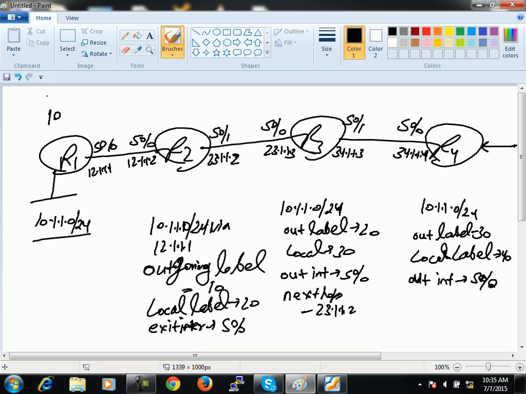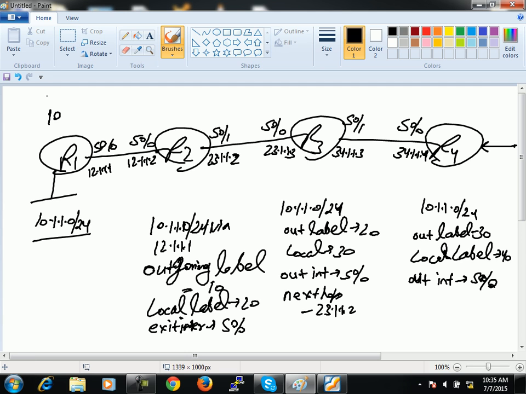You understand? Is the label generated per prefix? Yes, per prefix. Every time it will be generated by MPLS per prefix. Like if you are having 100 prefixes, then for all 100 prefixes there will be a separate label. Remember, one router cannot generate the same label for two different prefixes. But yes, it is possible that two different routers can generate the same label. Fine.